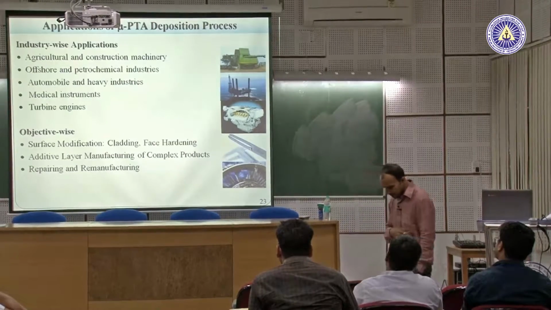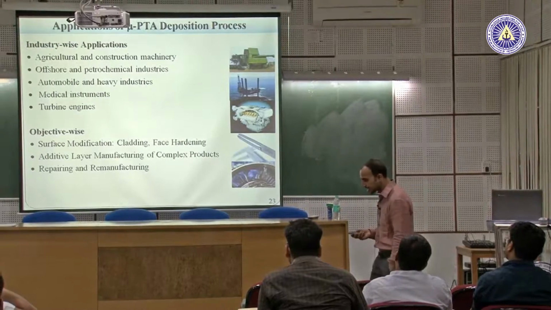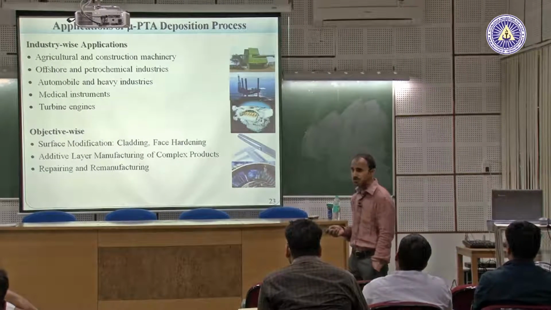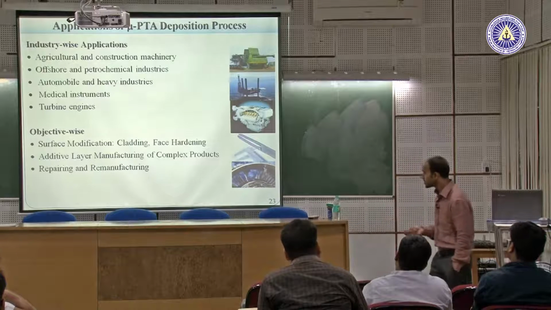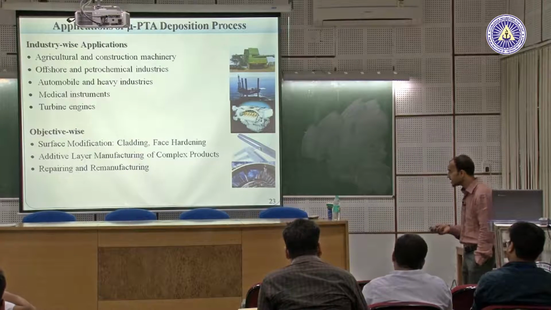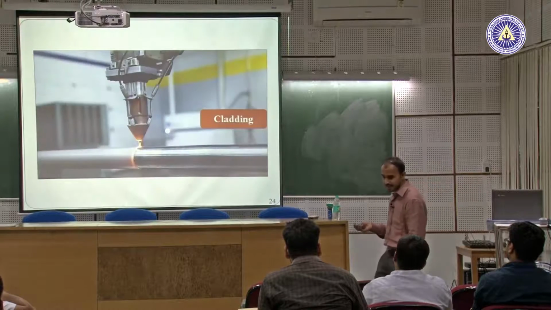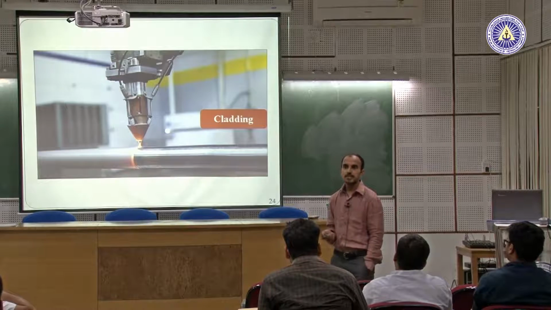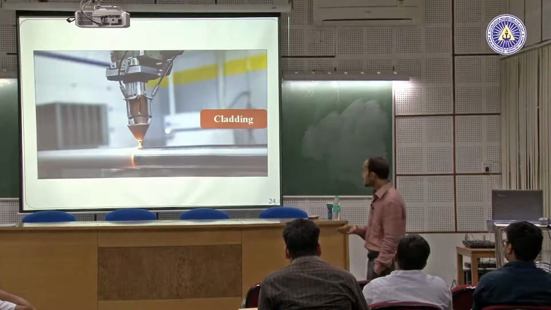These are the different applications of microplasma deposition processes: we can use them for agriculture, offshore, automobile, medical instruments, and turbine engines. And we can see the subjects such as surface modification, additive manufacturing, and repair and remanufacturing. First, surface modification. This is cladding. Cladding is nothing but the application of one material over another material to improve the properties.